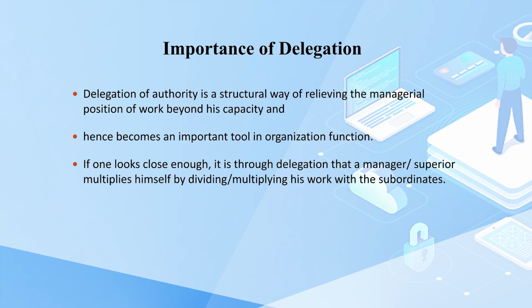Unless we have a team, authority and responsibility will not work to attain the goal or objectives. So this is the most important part: how we attain the goals and objectives.